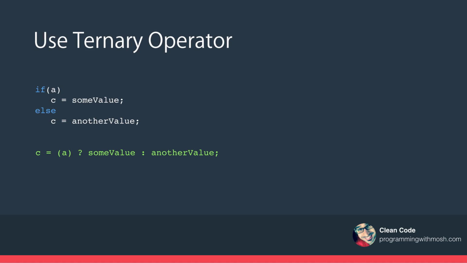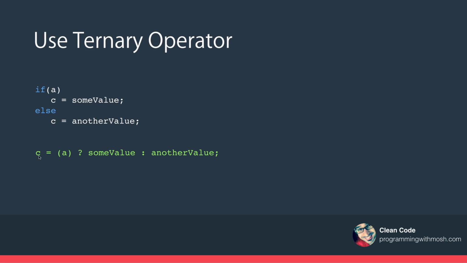The ternary operator has three parts: the first part, the second part, and the third part. Note that these parts are separated by a question mark and a colon. So let's see what it means. We can read this expression as: if A is true, that's the question mark, we're asking a question, then what we have here, in this case, some value will be returned. Otherwise, what we have here, which is another value, will be returned and assigned to C.